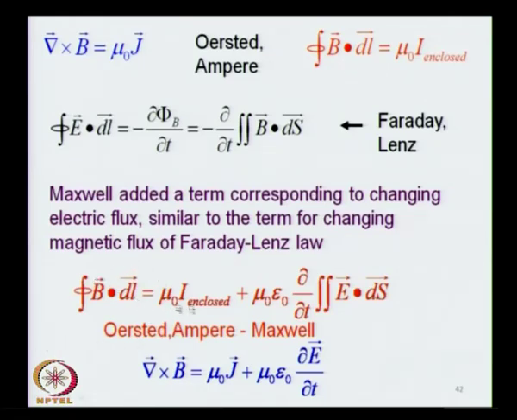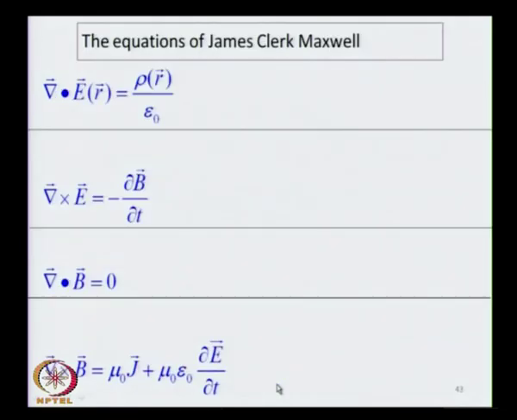So, this is the integral form, and the corresponding differential form you can get by manipulating these terms using the vector calculus you already know. You do not use anything other than the Gauss divergence theorem or the Stokes theorem, and what you essentially get is that the curl of B is given by mu 0 j plus mu 0 epsilon 0 del E by del t. So, this term, which is similar to the Faraday-Lenz term, was added by Maxwell.